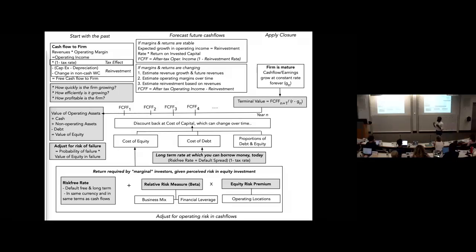That gives you your free cash flow to grow. And with both cases, your end game is you're telling me when your company will become a mature company, because then I can put that closure and estimate all of your cash flows beyond that.